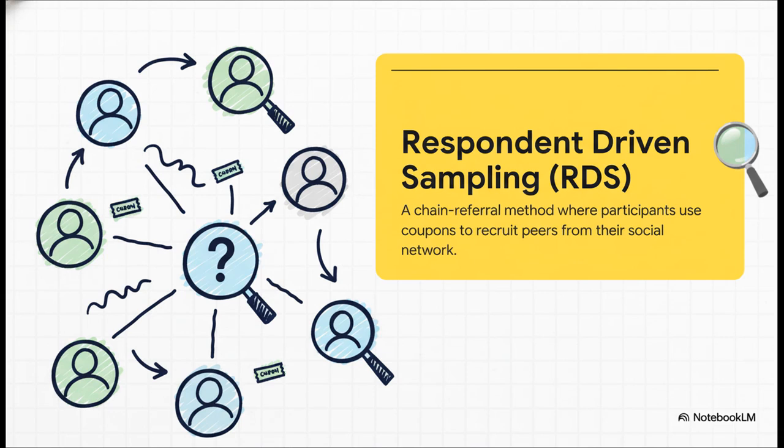RDS completely flips the script. Instead of researchers going out to find people, it actually empowers the participants to recruit their own peers. It's this really sophisticated kind of chain referral system that uses the social fabric of a community to build a sample, letting researchers reach deep into networks that would be totally invisible to an outsider.